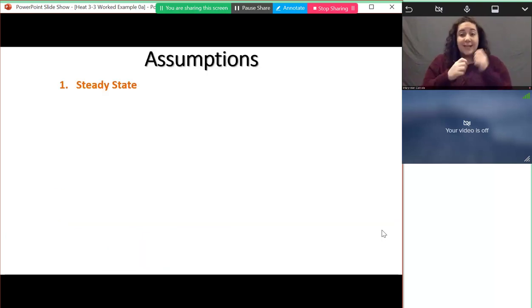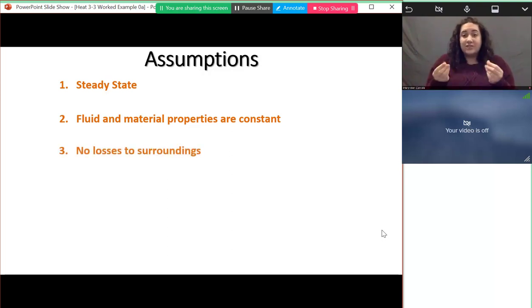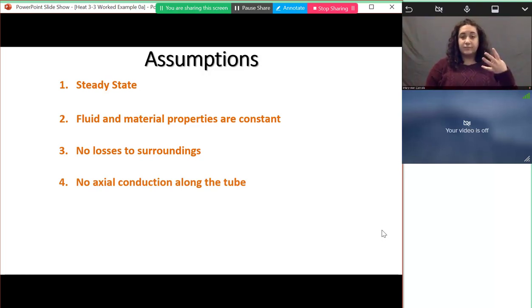The assumptions that we'll make for this problem: first, we'll assume that the system is at steady state. We're going to do that for all of these heat exchanger problems. We're going to assume that the fluid and material properties are constant. We assume that basically for every question that we do in this class. We'll assume that there's no losses to the surroundings, right? So our heat exchanger is adiabatic, so that all of the heat that comes out of the hot side goes into the cold side and none of it is lost to the atmosphere. We're going to assume that there's no axial conduction along the tube, even though there may be a temperature difference. So basically we're assuming that this heat transfer is small.